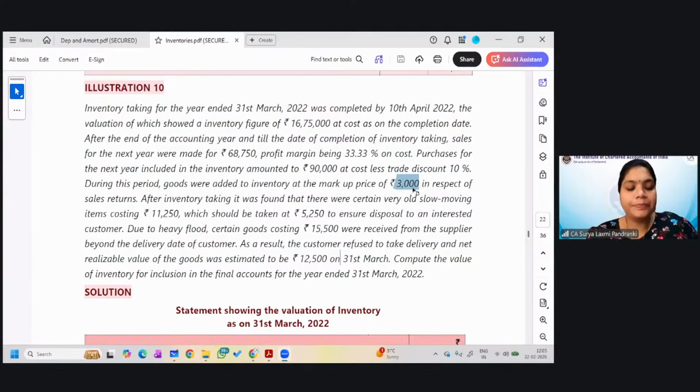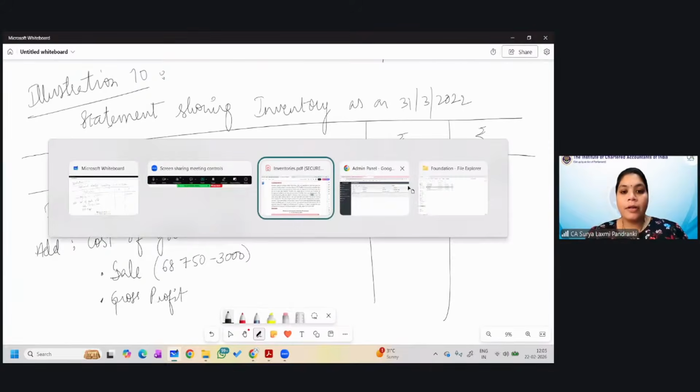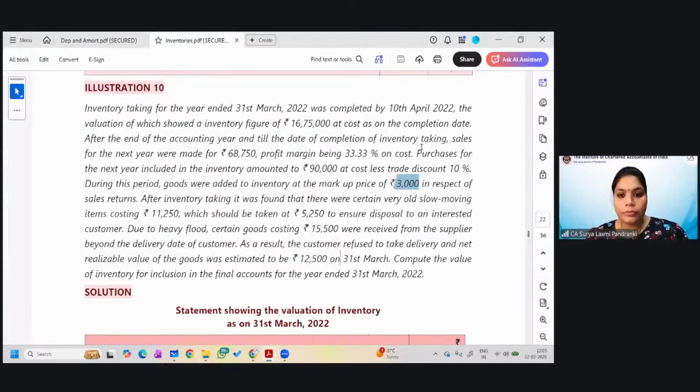So it is 68,750 minus 3,000. Why minus 3,000? Because these are sales returns, right? I'm taking them together. We can take them together. And gross profit is how much? They told 33% on cost.